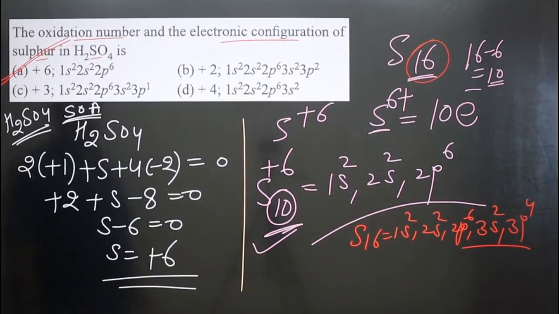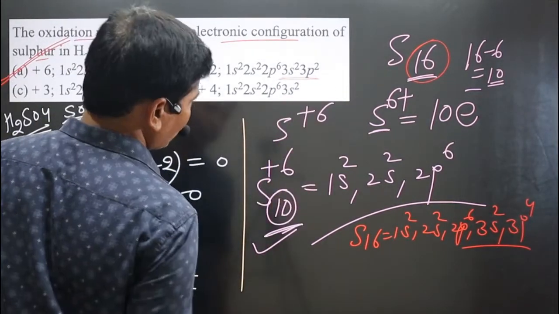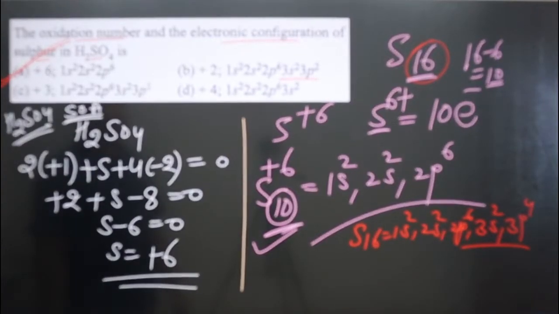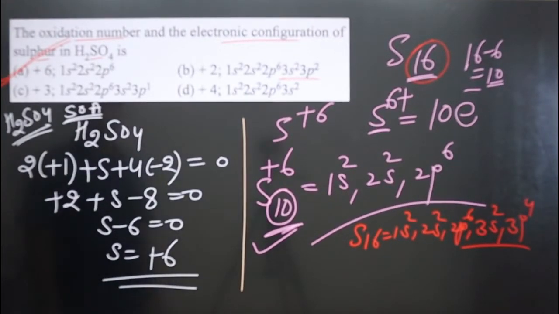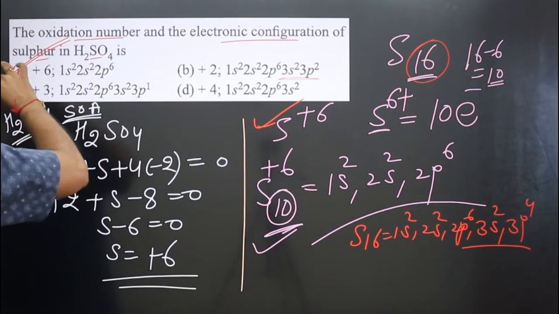That option is not given here, to confuse the students. You can see this portion has 3s2, 3p2, but 3s2, 3p4 is not given there. There is no problem, I was just checking. So you can see we have the first option correct.